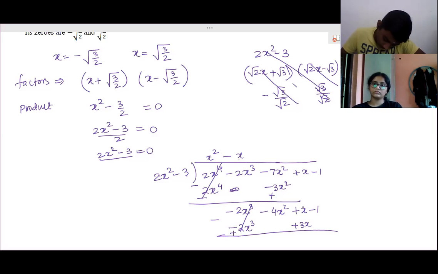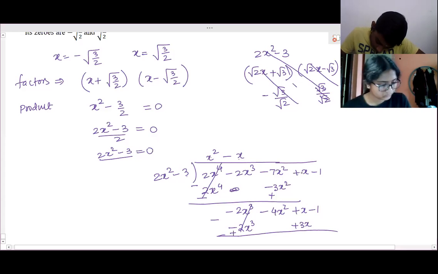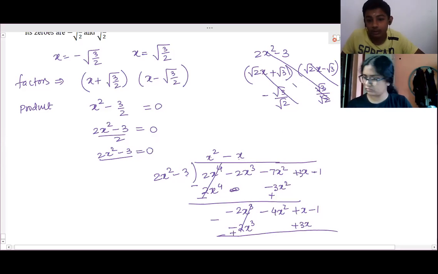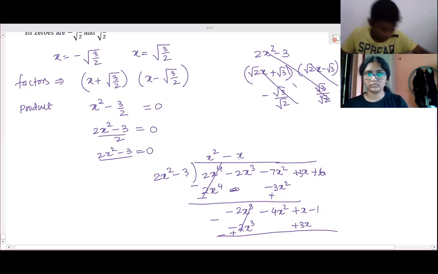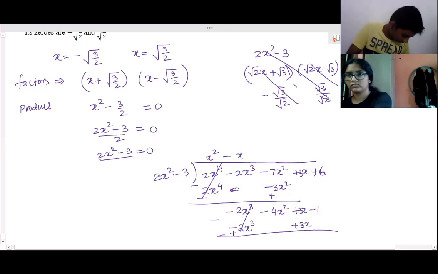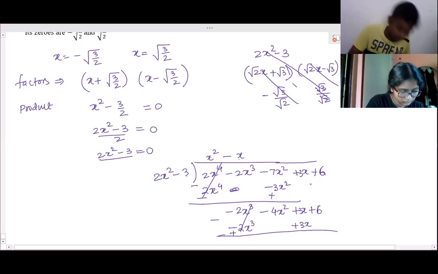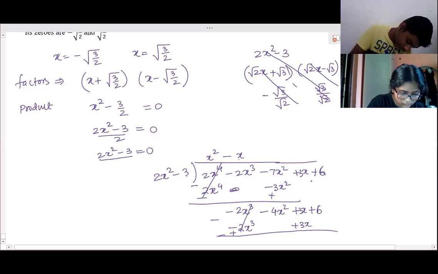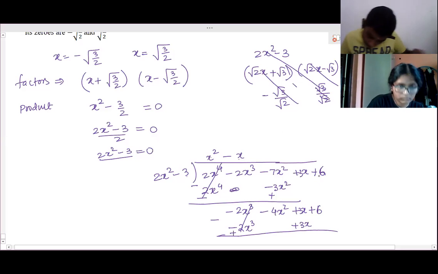2x cubed minus 7x square plus 3x plus 6. It is wrong. Make it plus 3x plus 6. Even in the book it's wrong. Correct it, printing mistake. Last two terms are different: plus 3x plus 6.